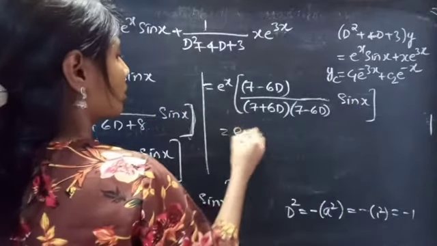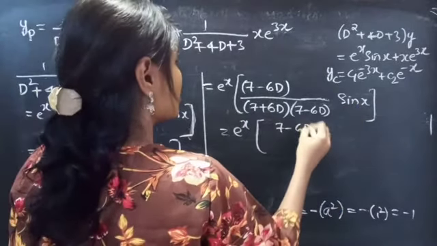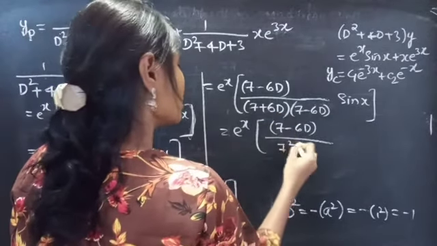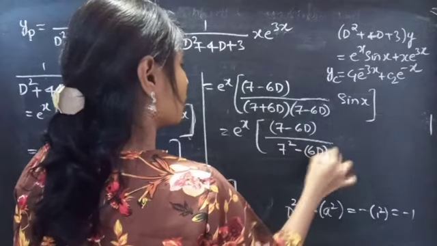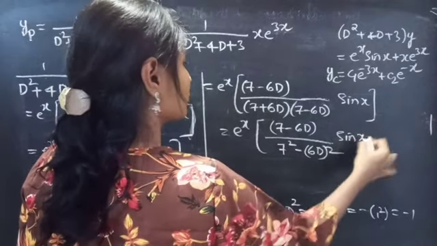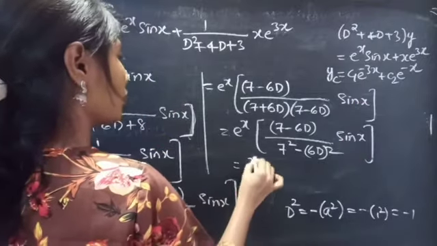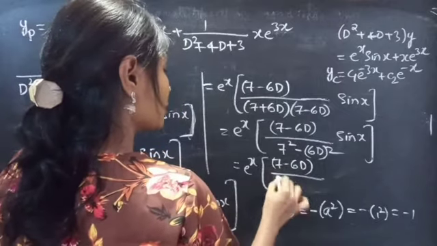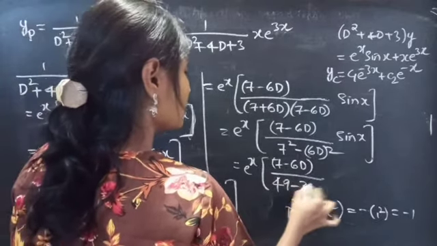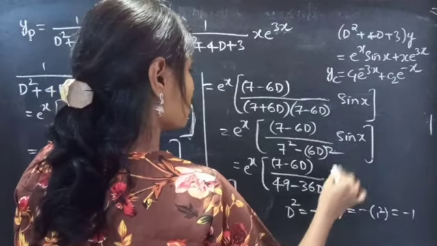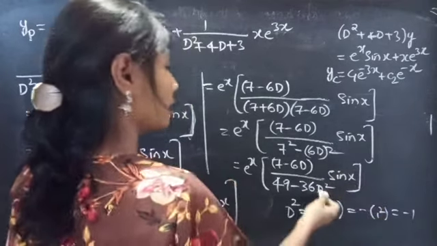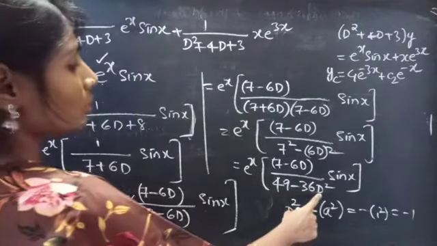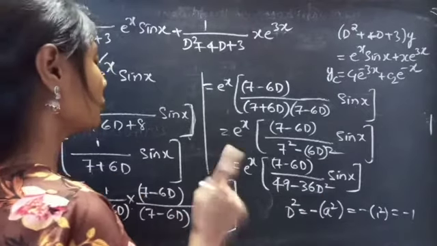This becomes e power x into 7 minus 6D by, see, the denominator is of the form a plus b into a minus b, so we can write it as a square minus b square, into sin x. That equals e power x into 7 minus 6D by 7 square, 49, minus 6 square, 36, into D square, into sin x. Again, D square appears in the denominator. So what we have to do here? We have to see what happens if we replace D square by minus 1 in the denominator. The denominator must be non-zero.